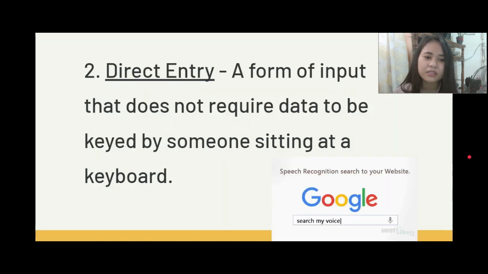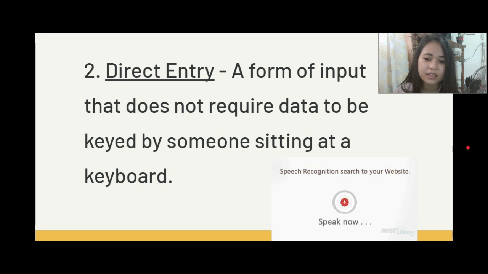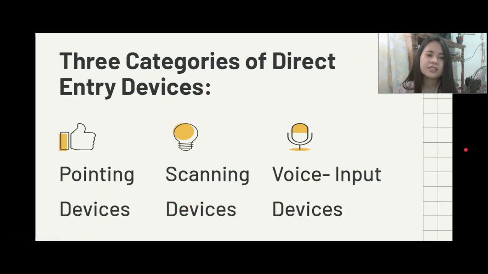Next we have direct entry, the second type. This is a form of input that does not require data to be keyed in by someone sitting at the keyboard. An example of this is speech recognition. Next, we have the three categories of direct entry devices: the pointing devices, the scanning devices, and the voice input devices.